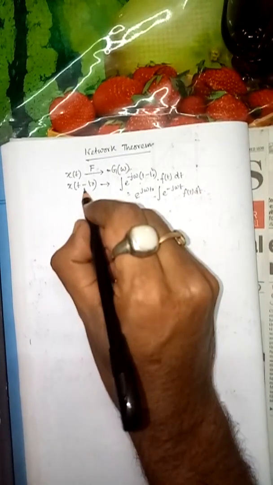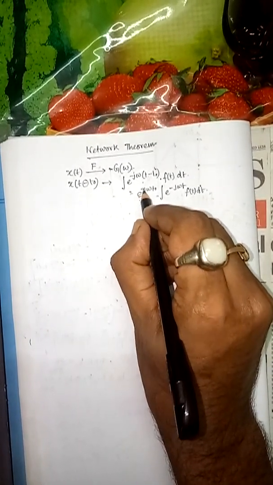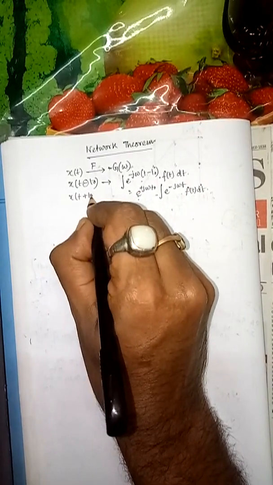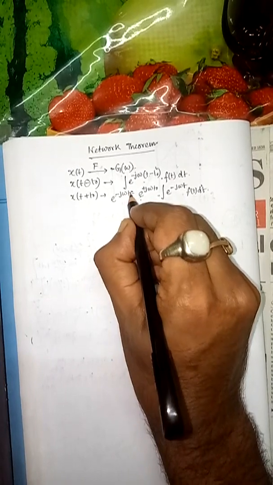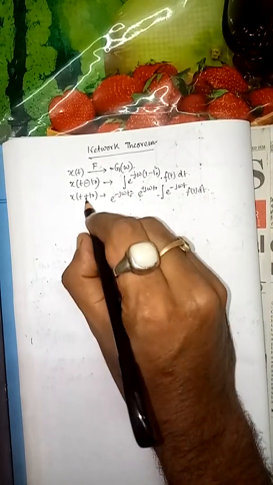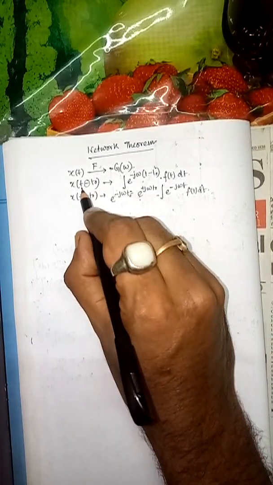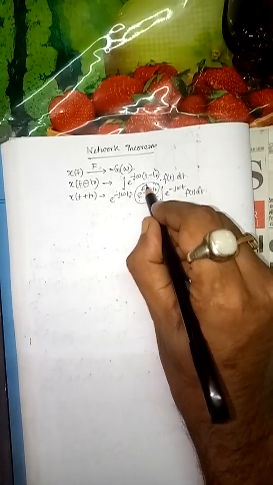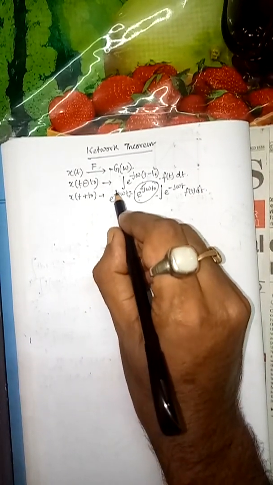So for the case of minus, the e to the power should be plus. For the case of x(t plus t0), it should be e to the power minus jωt0. Whenever the time shifting is towards the positive direction of the t-axis, the output has this plus, and when it is the negative direction of the t-axis, it takes the minus.